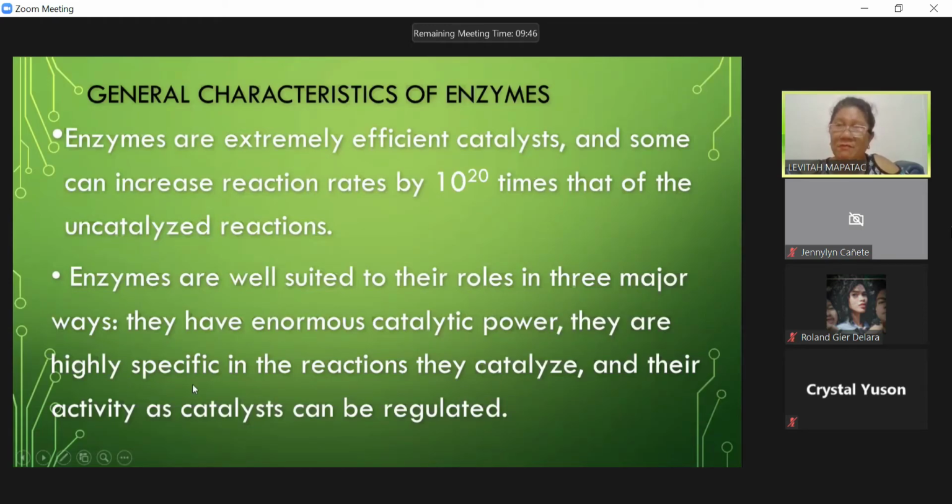Highly specific, meaning the enzyme is choosy. Meaning, if it is salivary amylase, it works there; once it reaches the stomach, it is different. No? So, it's specific. And its activity can be regulated. That is the characteristic of an enzyme.